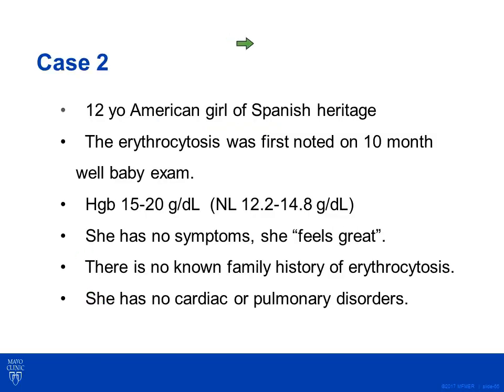Our next case, this is a 12-year-old American girl who is of Spanish heritage, and her erythrocytosis was first noted on a 10-month well baby exam. Here's her hemoglobins, they range from 15 to 20. For her age, this would be the normal range. She feels great. She has no symptoms. There's, interestingly, no known family history of erythrocytosis. She has no cardiac or pulmonary disorders.